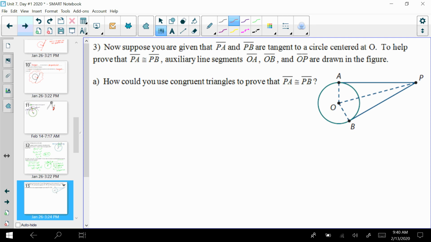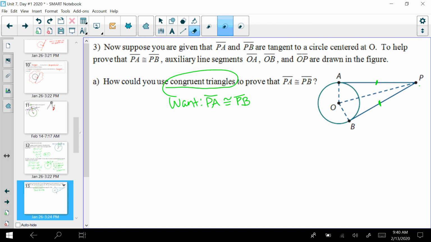One more theorem for today. So it says, if these are tangent lines, how could you use congruent triangles to prove that this is congruent to this? So we want PA to be congruent to PB. We're not going to really write a proof here. We want PA to be congruent to PB.